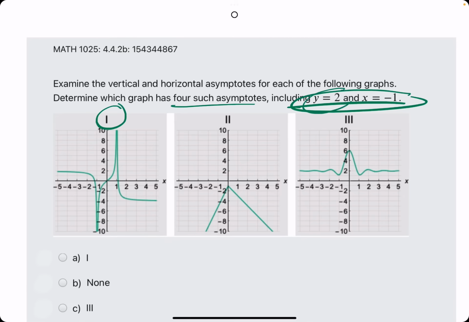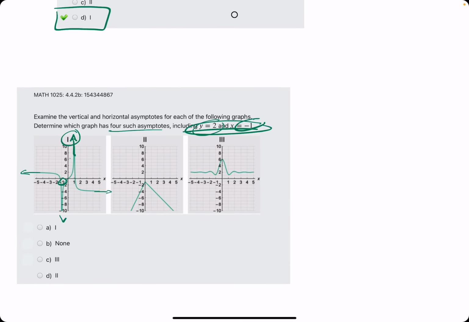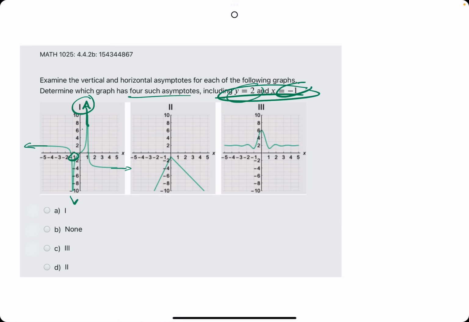So let's talk through it. Y equals 2 is the horizontal over here, because the y value is leveling off at 2. And it also has the horizontal at -4. So we have 2 horizontals so far. And then x equals -1 is a vertical at -1. And it looks like it also has one at +1. And so 4 total asymptotes: y equals 2, y equals -4, and then x equals -1, and x equals 1. So 1 is our answer once again.